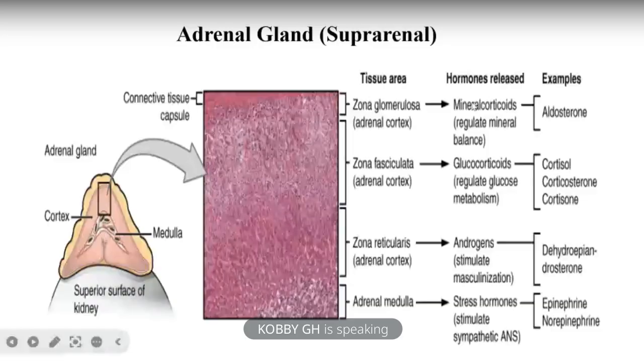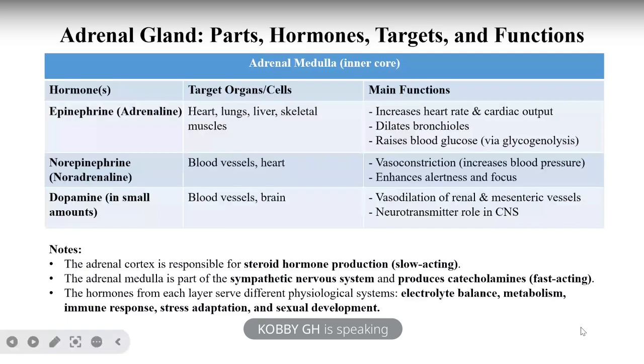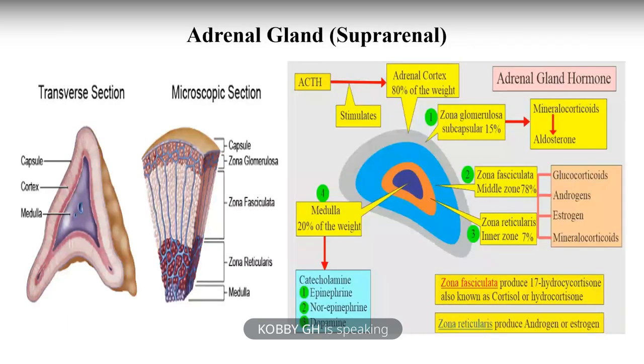And here is showing the hormones. So the zona glomerulosa, the mineralocorticoids, the zona fasciculata, the glucocorticoids, the zona reticularis, the androgens, then we have the adrenal medulla, the catecholamines, the epinephrine, and norepinephrine. Is that so? Basically, this is it for the adrenal gland. This diagram also summarizes the adrenal gland.